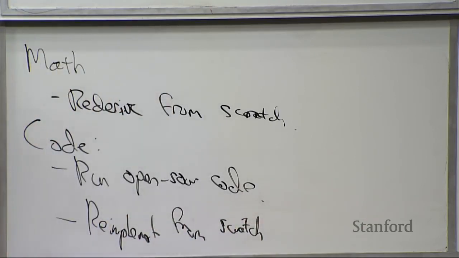Right? It's easy to download an open source thing and run it, and then it's, ooh, it works. But if you can re-implement one of these algorithms from scratch, then that's a strong sign that you really understood this algorithm. Okay?